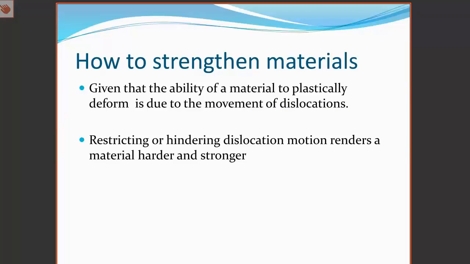So we've learned that dislocations can interact, they can repel each other, and we've learned about this mechanism of twinning. Now, how can we strengthen materials? Well, we can strengthen materials by preventing dislocations from moving. We're going to look at some ways in which dislocations can be impeded in their movement.